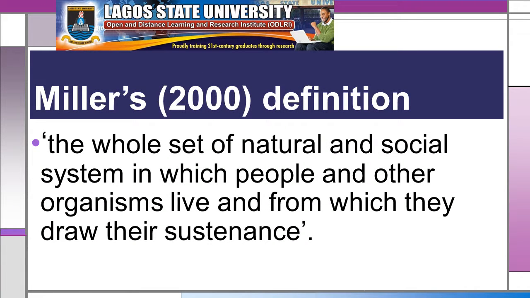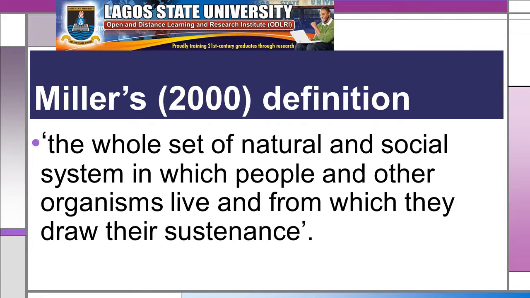So the first thing we are going to look at is the definition of the environment. We are defining the environment from Miller's perspective. Miller is one of the foremost environmentalists in our contemporary time, and he defined the environment as a set of natural and social systems in which people and other organisms live and from which they draw their sustenance.